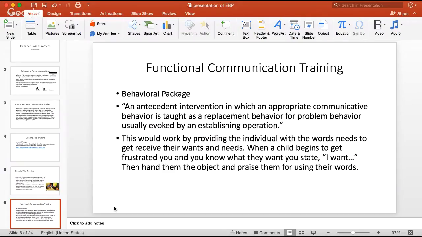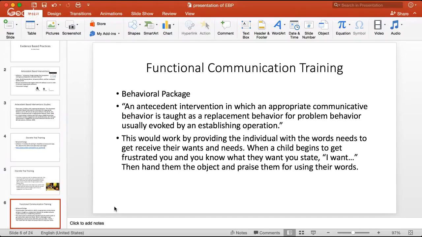This is functional communication training. And it's an antecedent intervention in which an appropriate communicative behavior is taught as a replacement behavior for problem behavior usually evoked by an establishing operation. This will work by providing the individual with the words needed to get or receive their wants and needs. When a child begins to get frustrated, you know what they want, you state it. So I want, and then they would state what they want. They would mimic what you would say and then state what they wanted. Then hand them the object and praise them for their use of words.